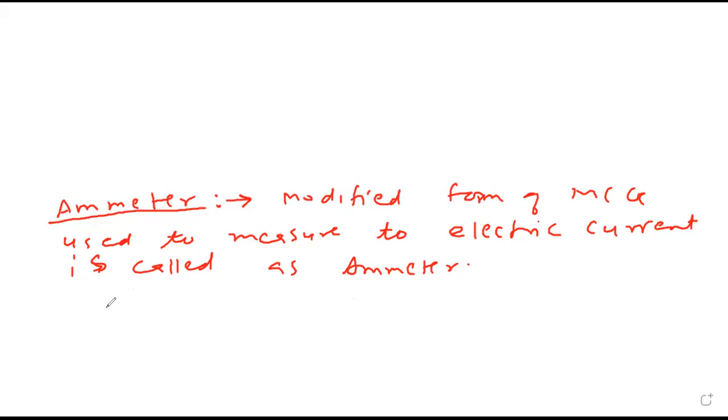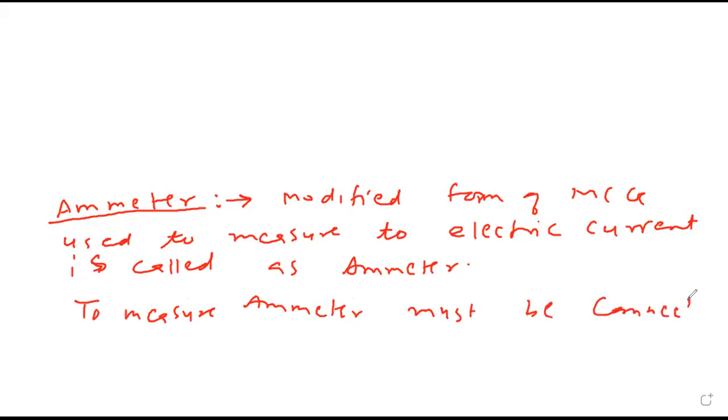To measure current, ammeter should be connected in what? Series or parallel? Series. Ammeter must be connected in series. Just copy this much. Modified form of moving coil galvanometer used to measure electric current is called ammeter. To measure current, ammeter must be connected in series.